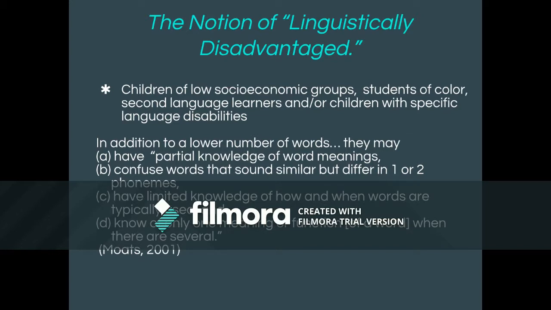And it's this notion of becoming linguistically disadvantaged. So children of low SES groups, students of color, second language learners, and children with specific language disabilities have partial knowledge of word meanings, confuse words that sound similar but differ in just one or two phonemes, and know only one meaning or function of a word when there might be several.